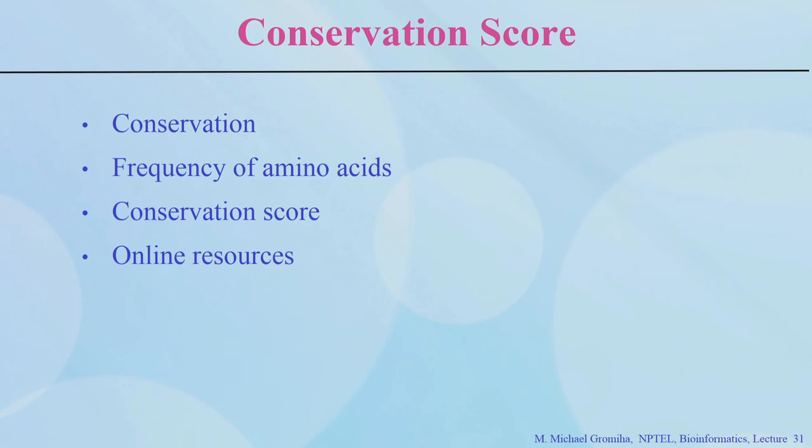Then we discussed conservation. What is conservation? A residue occupying the same position. If you have 100 sequences, among the 100 sequences take position number 5, it is alanine. How many sequences have alanine at position number 5? So, this will give you the information regarding the same amino acids present at the same position.